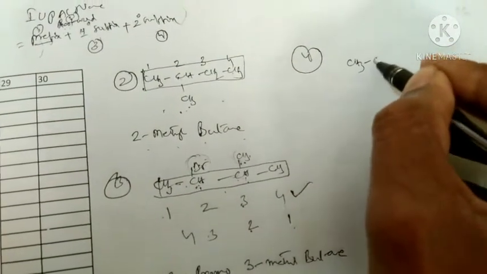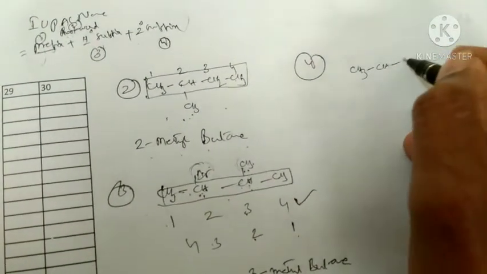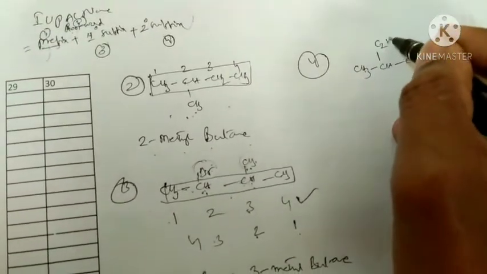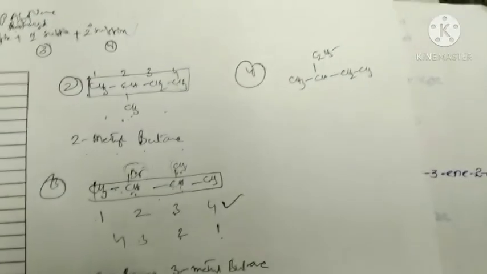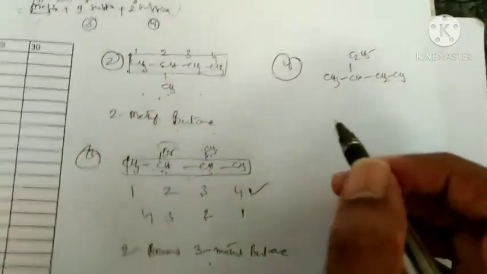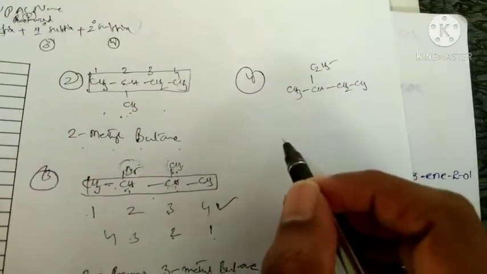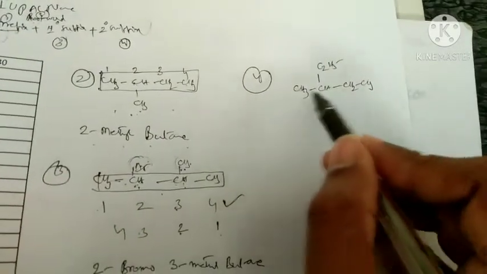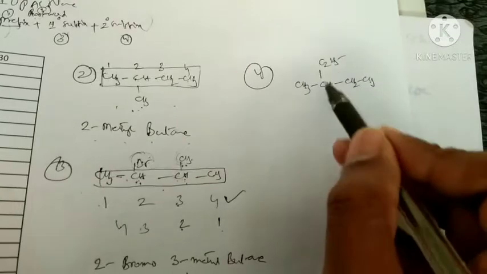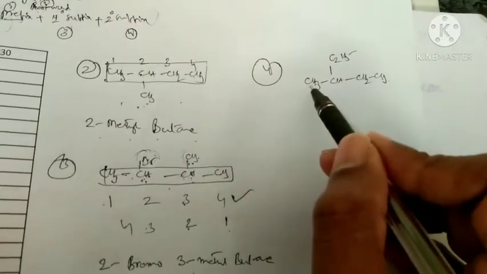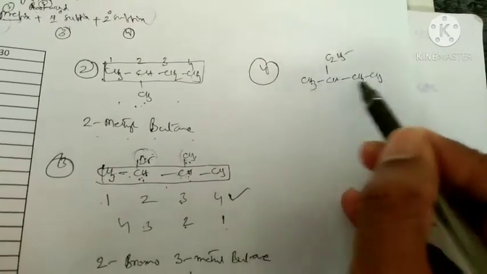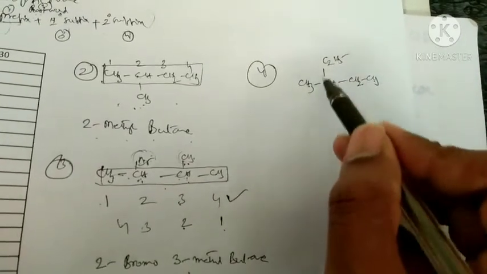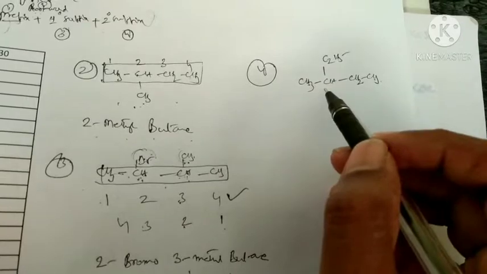CH3 CH CH2 CH3 C2H5. See, we have to select the straight chain that contains the maximum number of atoms. Most students think that this is the straight chain. No, this is not the straight chain, this is. If you think this is the straight chain, it contains only 4 carbons. But this one contains 5 carbons, so the number of carbons is more.